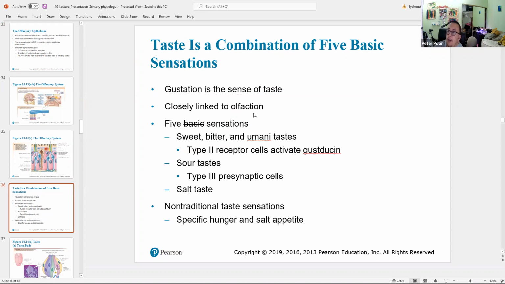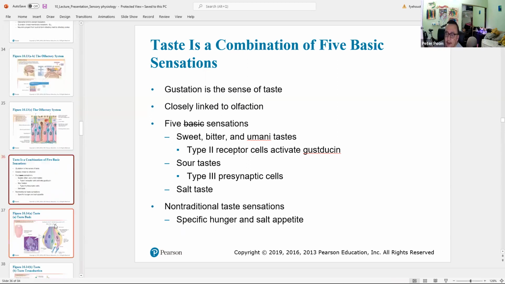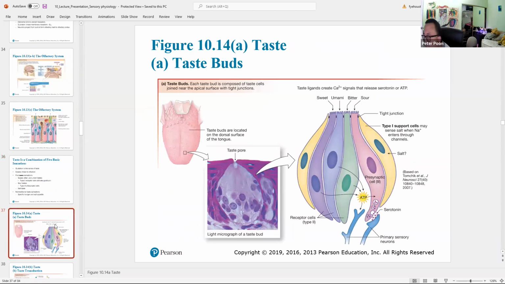There are 5 basic tastes. There's actually a little bit more than that. They're discovering more and more. But there are 5 basic tastes: sweet, bitter, umami, sour, and salt.